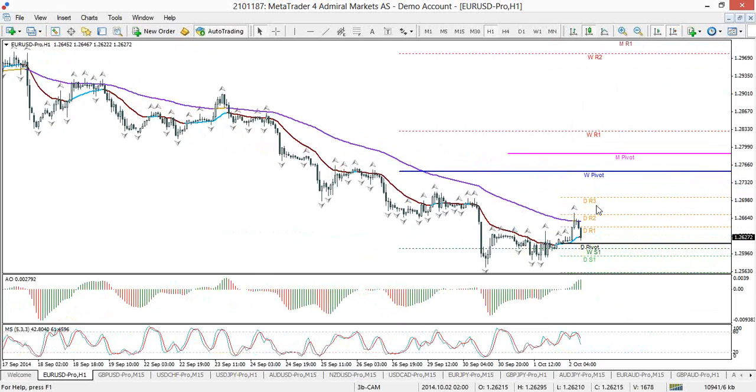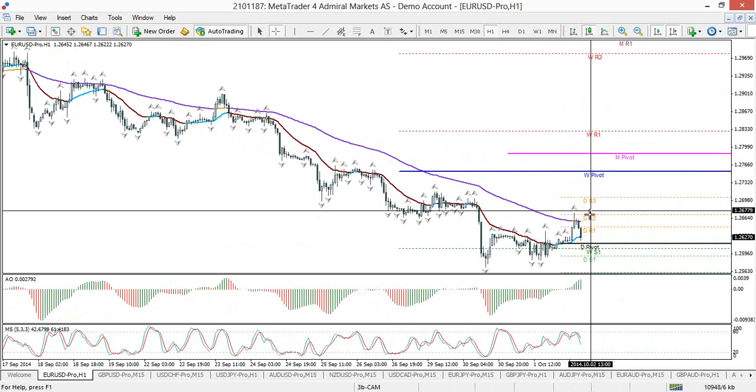Kalian, for instance, was looking for the daily R3, which is a good level to think about. It didn't get there, unfortunately. But it was showing a lot of momentum, so I fully understand the reasoning that you thought that it could go that far.